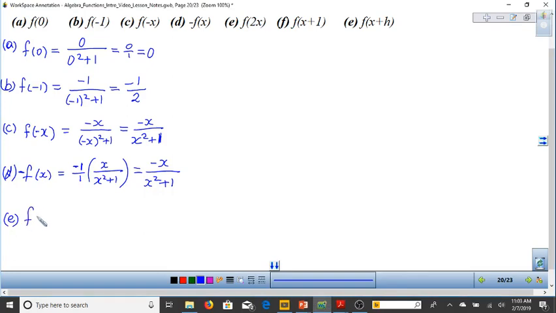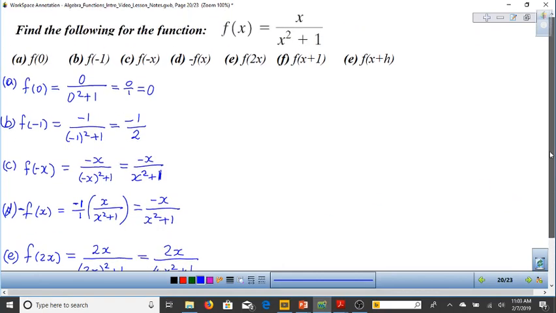So we have now f of 2x. And again, all we do is replace all my x's with 2x in the original function. So it's 2x over the square of 2x plus 1. And the 2x on top just stays the same. We square the 2x at the bottom, we get 4x squared, and then plus 1. And that's all we can do. And that's the end of that part. Now let's go to part F.